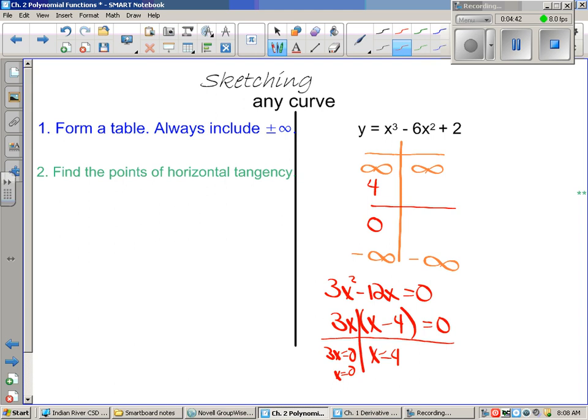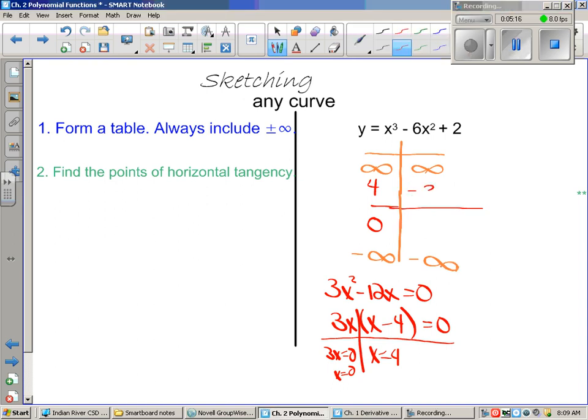Back into the equation. So what I'm going to do is plug 4 into my equation. So I have 4 cubed minus 6 times 4 squared plus 2. So that would mean 4 cubed is 64. And then I have 16 times 6, so it's minus 96 plus 2. So 64 minus 96 is negative 32, so I have a negative 32 plus 2, which gives me negative 30.